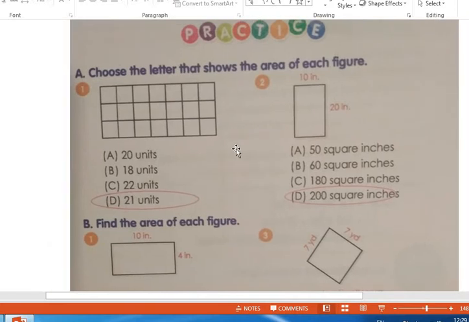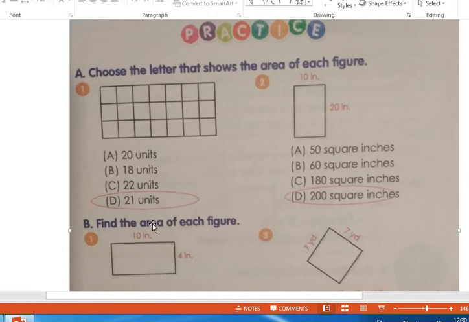Now we're going to practice area. Choose the letter that shows the area of each figure. I want to find the area, so I will count the square units to know the length of the sides, the width and length. So 1, 2, 3, 4, 5, 6, 7. 7 times 3 will give me 21.